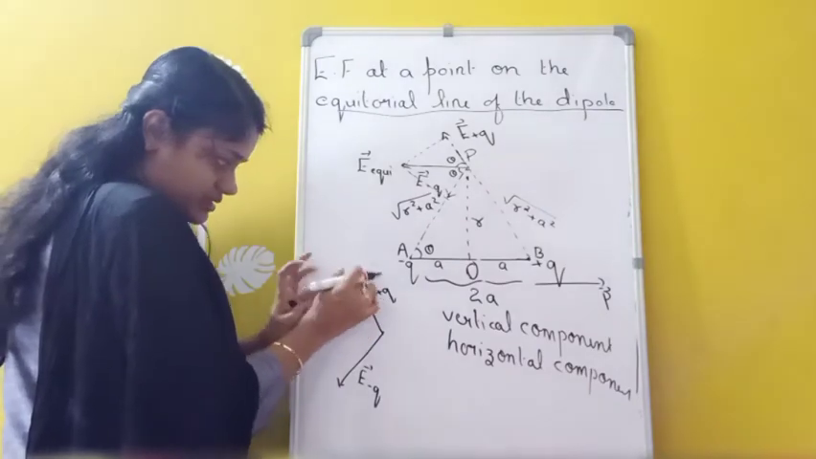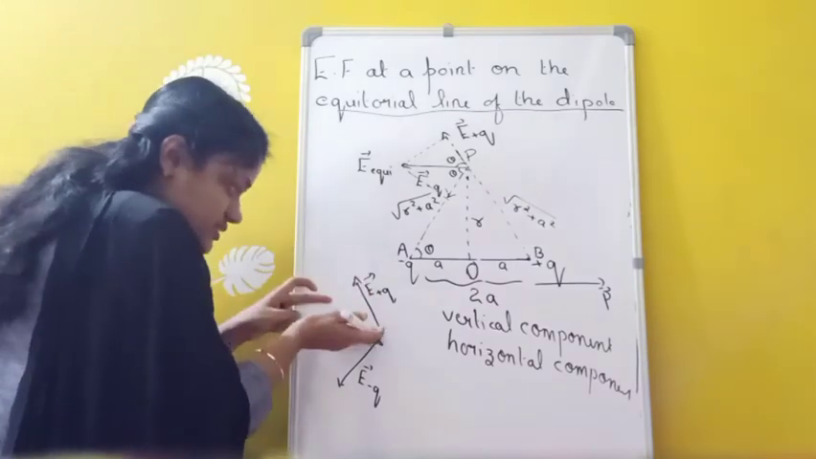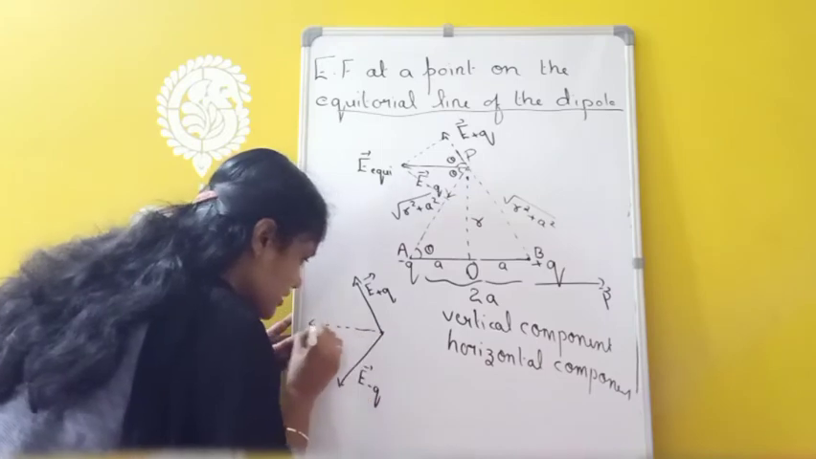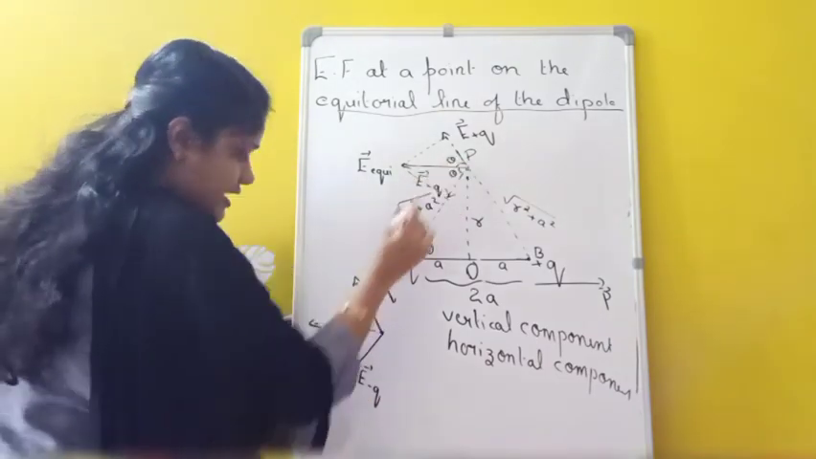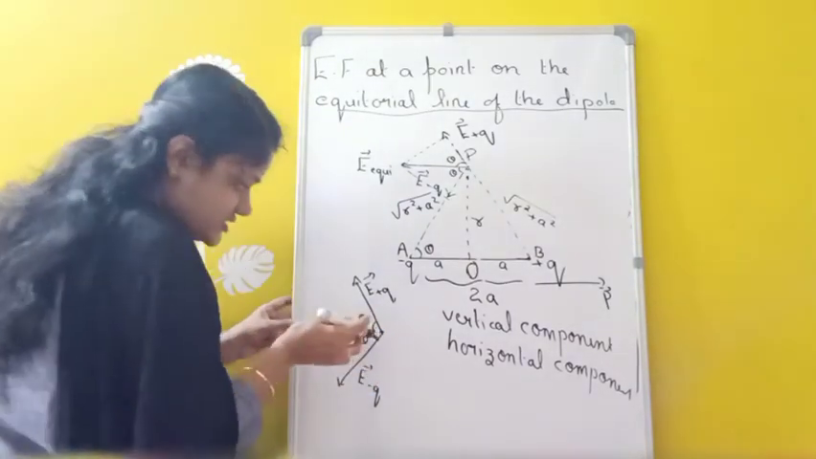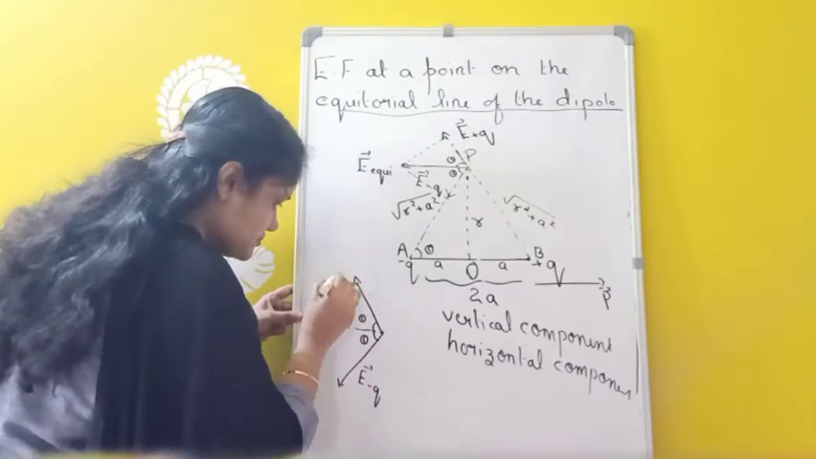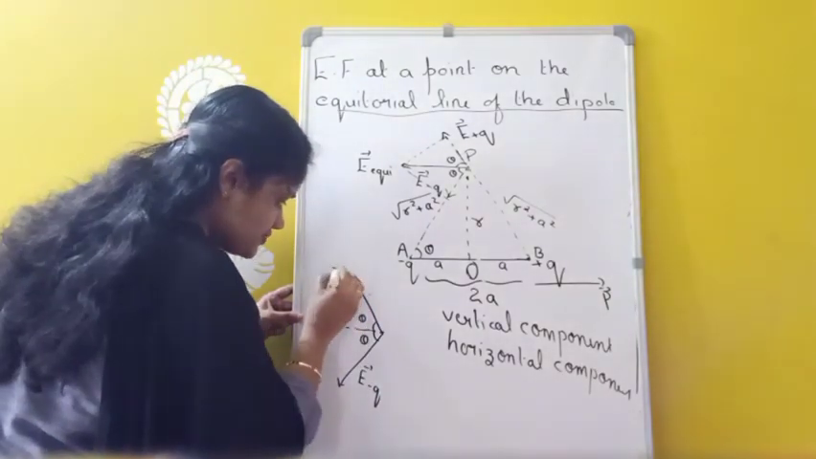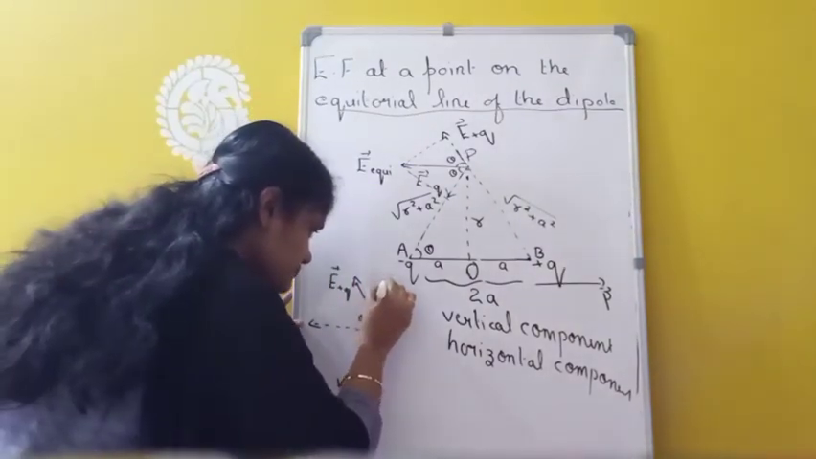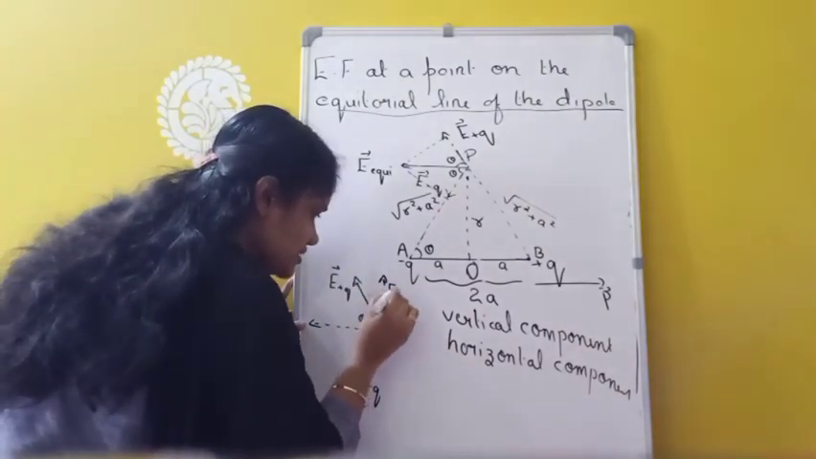So first I am resolving E plus Q. Vector E plus Q we can resolve into how many components? Two. One is horizontal, the other one is vertical. So first I am drawing the horizontal component. And this angle is given here as how much? Theta. And this angle also how much? Theta. So this is the horizontal component, and similarly I am drawing which one? Vertical component. So this is E plus Q and its horizontal component I have drawn here, and I am drawing the vertical component here. So this is the vertical component of E plus Q.